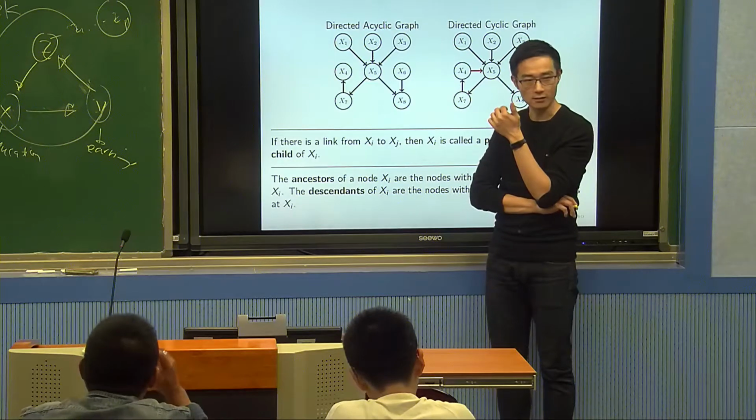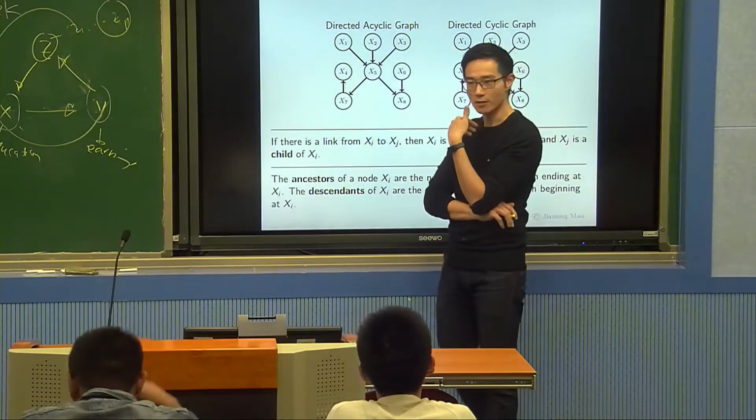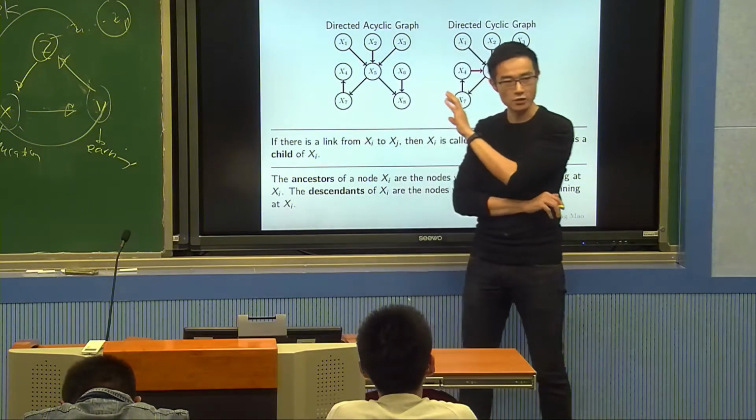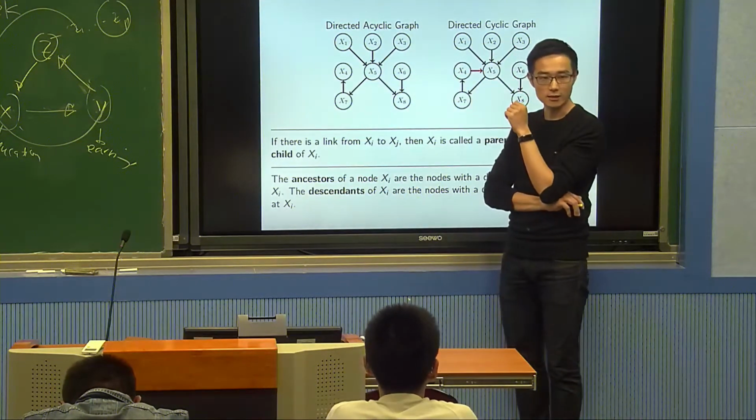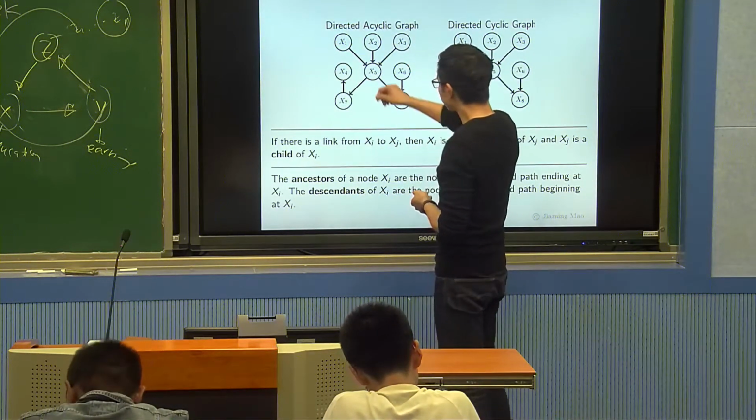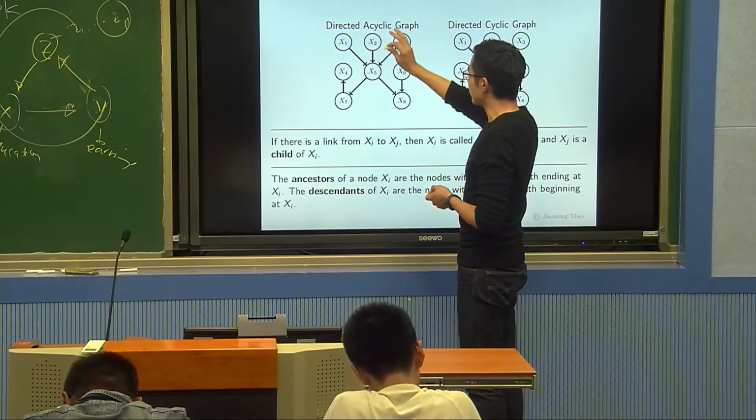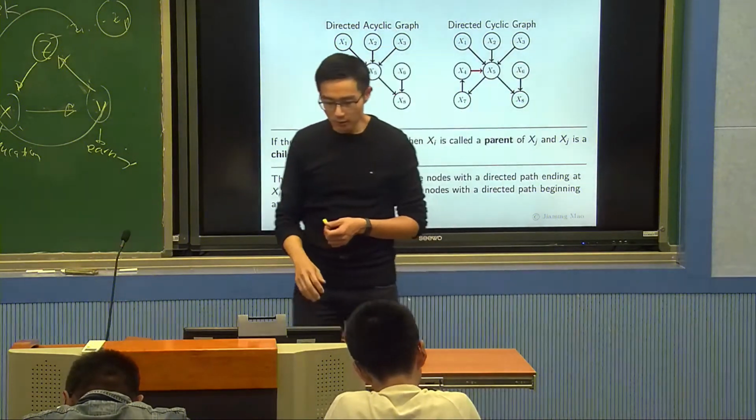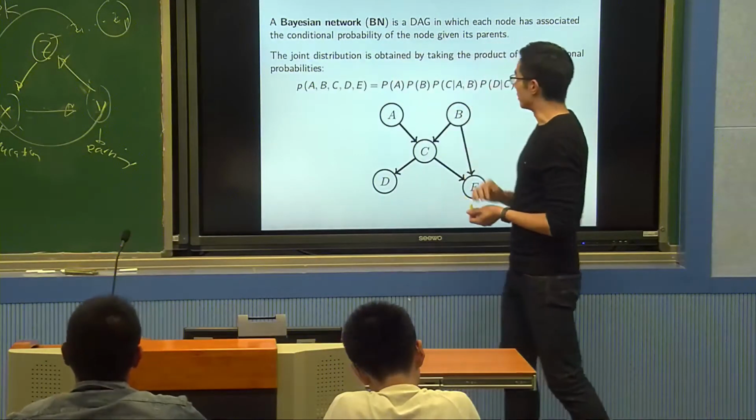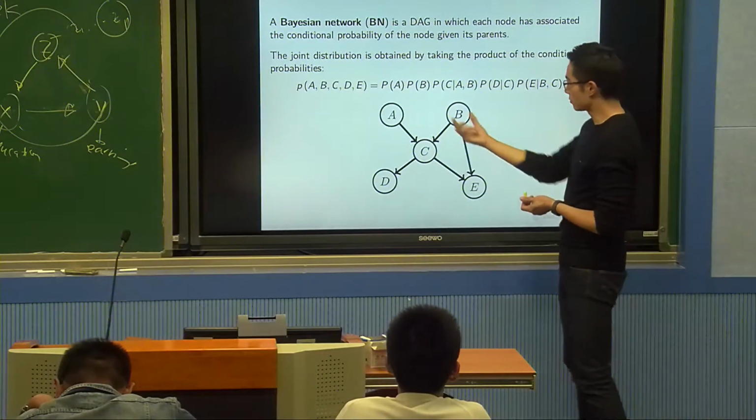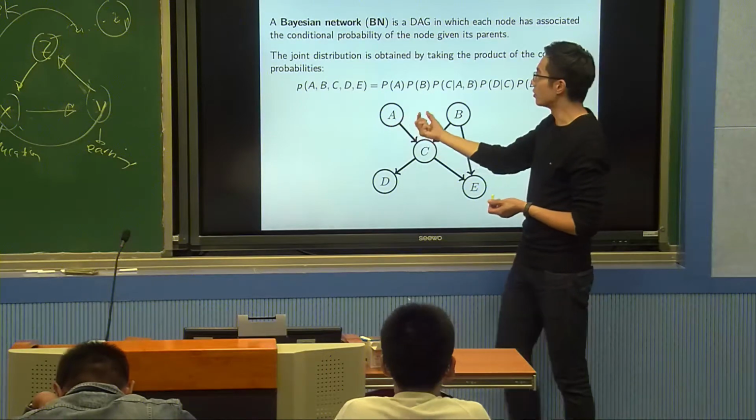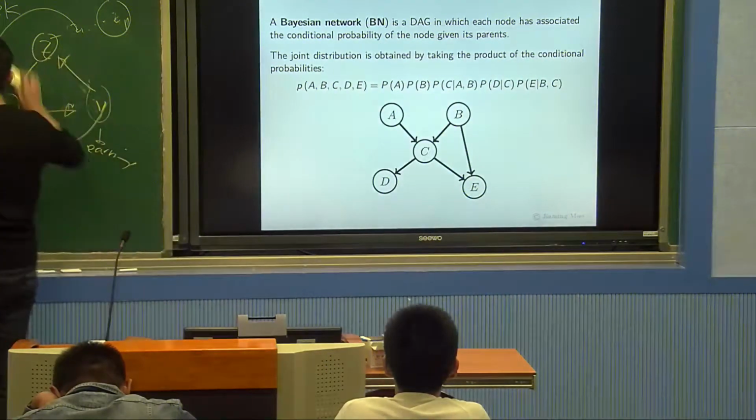The reason why I especially want to mention this is that maybe in the future, you will see many DAGs. DAG means directed acyclic graph. It's a very useful term. So this kind of graph is called a directed acyclic graph. Now, a directed acyclic graph, DAG, in which every node represents a conditional probability, is called a Bayesian network. Now, what does it mean?